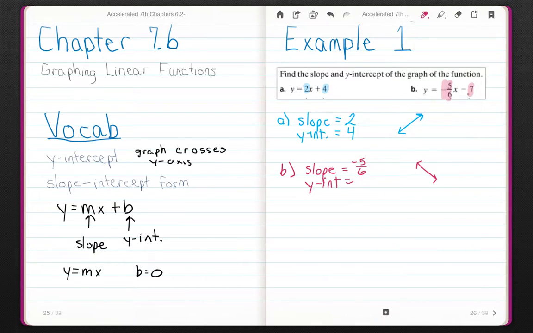And my y-intercept, notice here, there's a subtraction sign in front of the 7. That means that my y-intercept is negative 7, not positive. So you need to make sure that you pay careful attention to this subtraction sign right here. Okay? So slope, y-intercept, that's it.